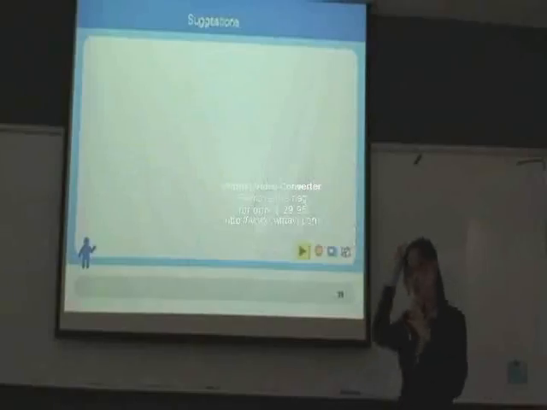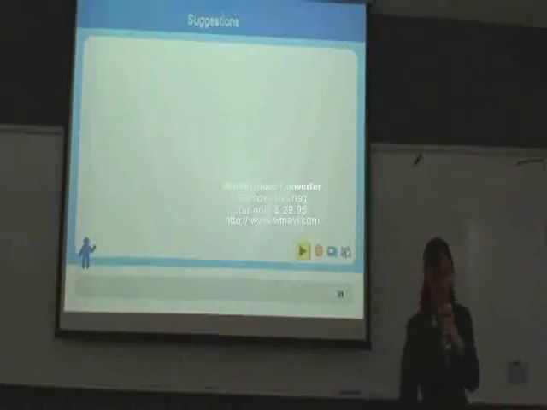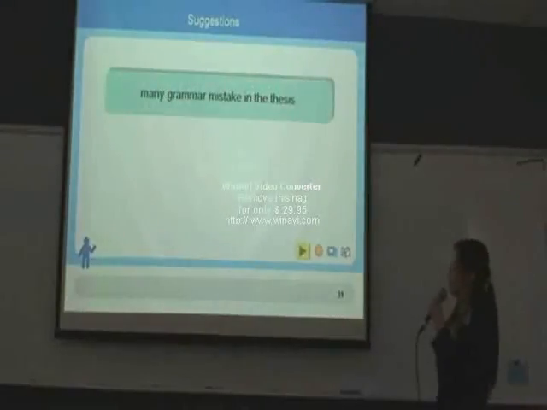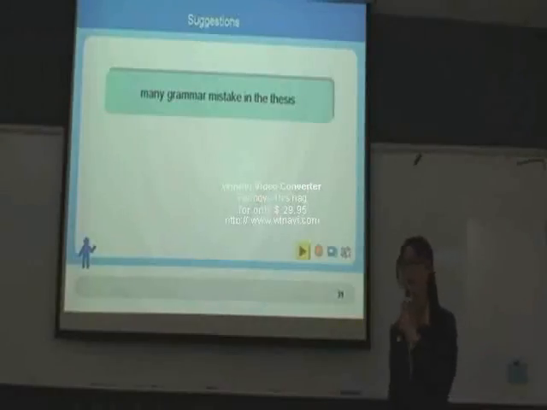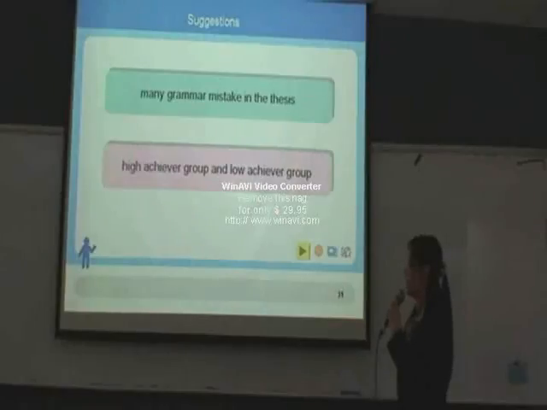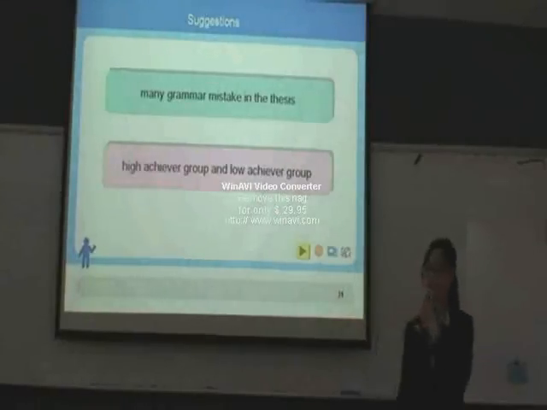And the last part will be the suggestions from my committee members. First, there are many grammar mistakes in the thesis, so I need to work on my grammar. The next part is the high achiever group and the low achiever group.